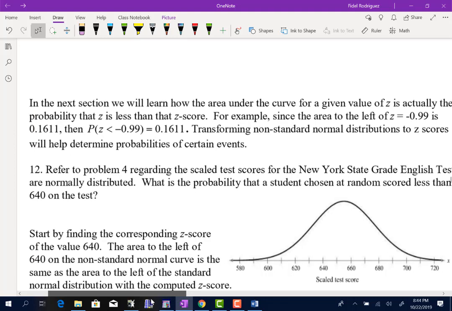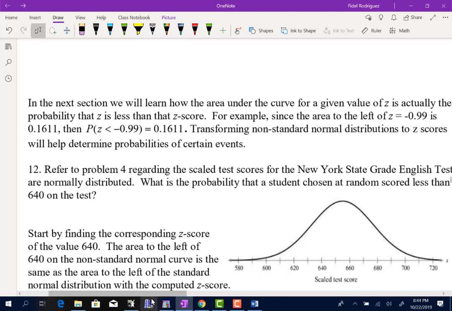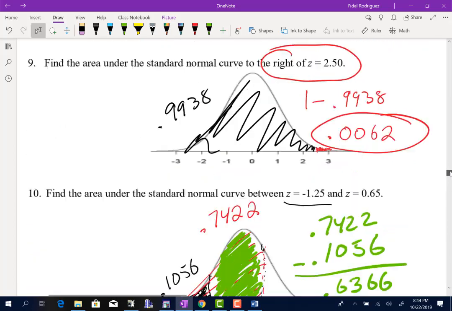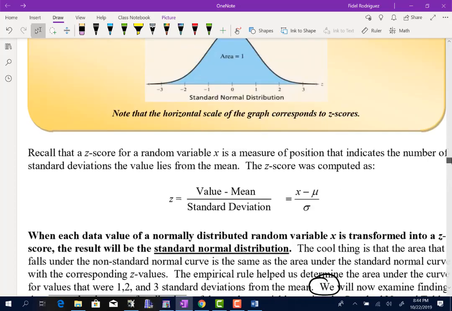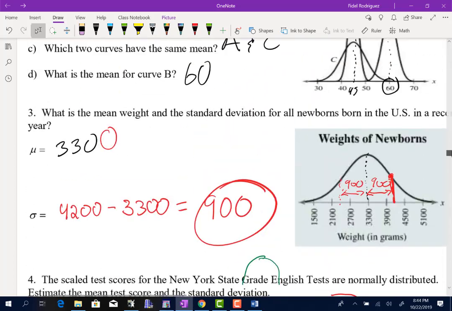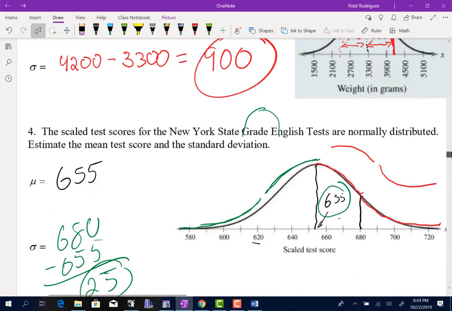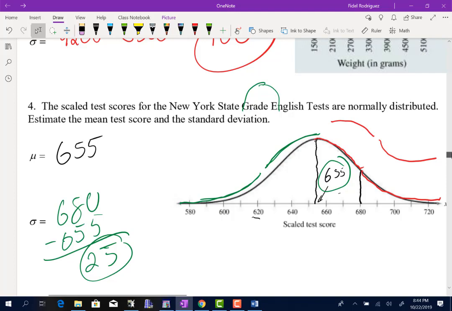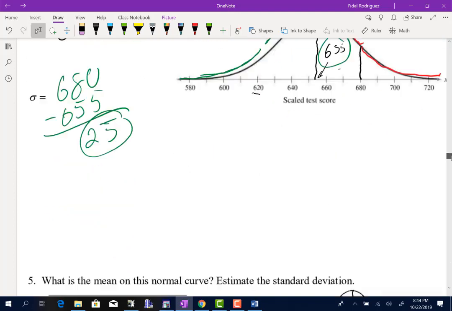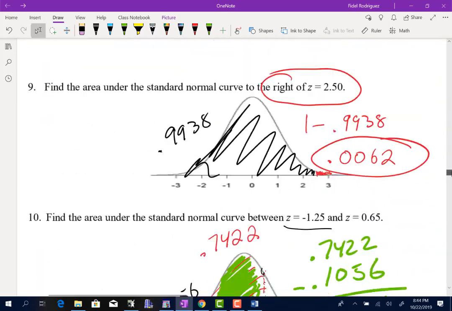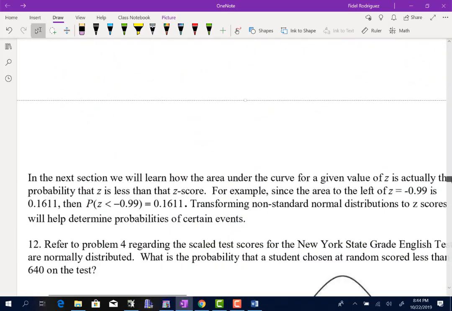All right, so it says, look, refer back to problem number 4. So I'm going to go back to my notes, guys. I want to take a look at problem number 4, wherever it is, if I can find it. A little bit higher. Here we go. So problem number 4, what did we say our mean was here? 655. And our standard deviation? 25. Okay, so guys, what I'm going to do, I'm going to come back over here.